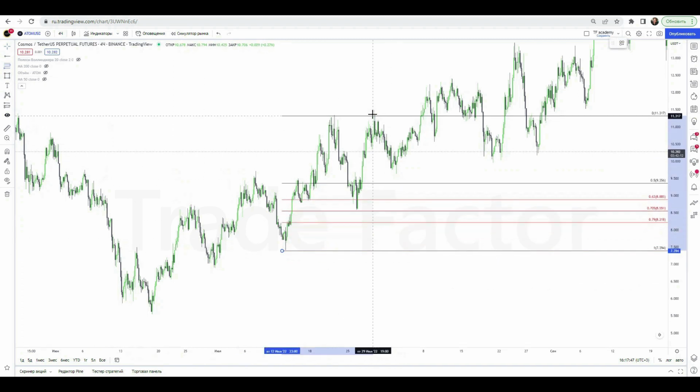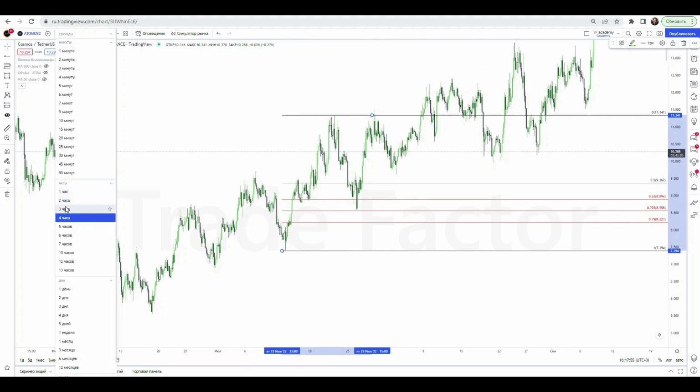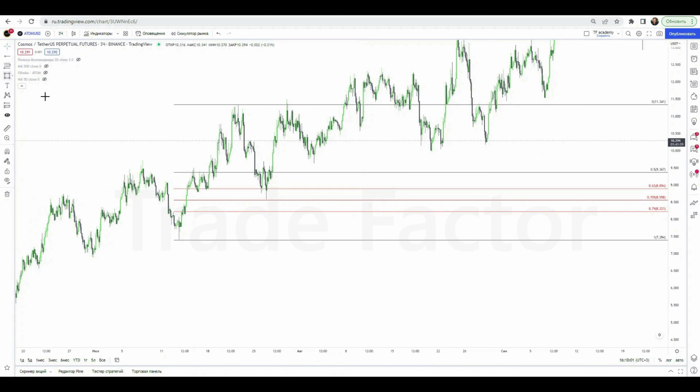Then the same thing, we use a Fibonacci to find a 0.5 zone or an optimal trade entry zone. Then we look for a better order block on different time frames. Here's the order block, but the price hasn't even touched it and probably we've skipped such positions.